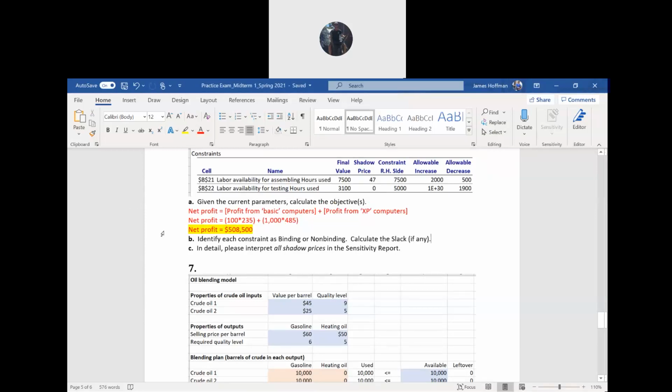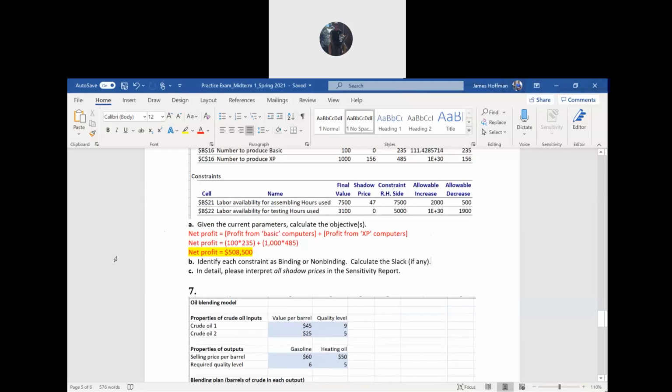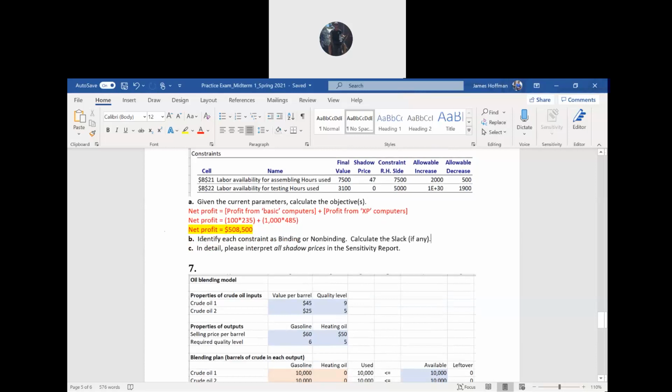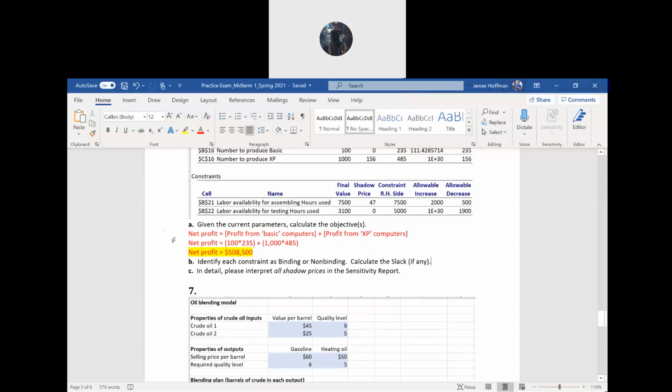Okay, and then part B, identify each constraint as binding or non-binding and calculate the slack, if any. Okay, so first I'll make a little column or chart and list the constraints. Note if they're binding or non-binding, and if they're non-binding, there's going to be slack. So let me set this little chart up.